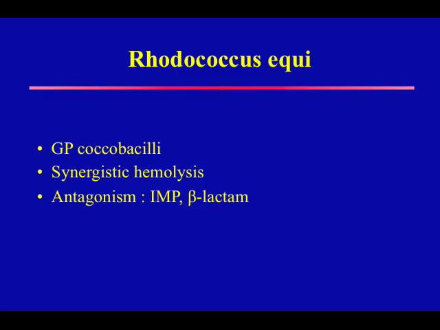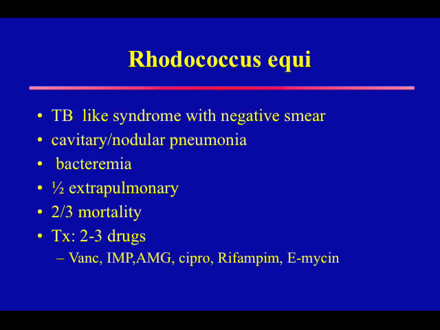Rhodococcus equi, I just want to mention, is a gram-positive coccobacilli. It's really a TB-like presentation, but the AFB smears are negative. I guess that's the best way for you guys to remember it. Can cause cavitary, nodular pneumonias. About half of it is extrapulmonary. As you remember, 60% of tuberculosis in HIV patients is extrapulmonary. It's not in the lungs, so it follows the same pattern.